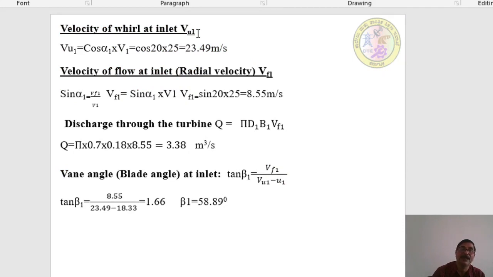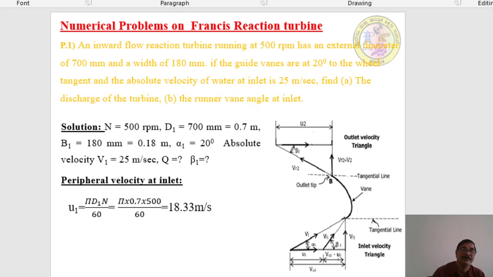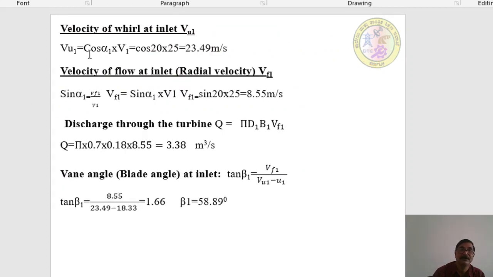Next, velocity of whirl at the inlet, Vw1, from the inlet velocity triangle, we have this equation: Vw1 is equal to V1 cos alpha 1. So alpha 1 we know, V1 we know, both are given. You will get Vw1, that is whirl velocity at the inlet. And velocity of flow at the inlet, that is Vf1. From the inlet velocity triangle, we know that sin alpha 1 is equal to Vf1 by V1, or Vf1 is equal to V1 sin alpha 1.